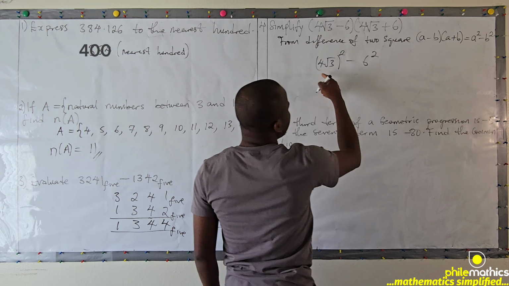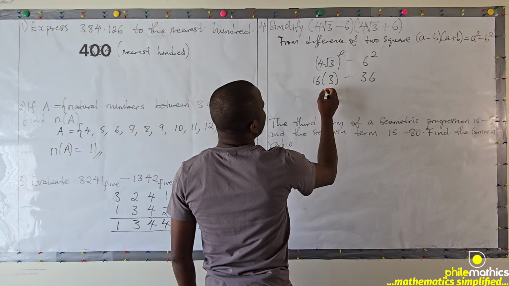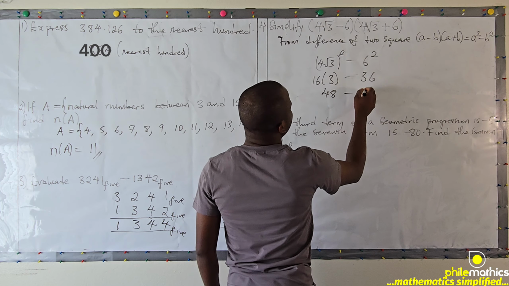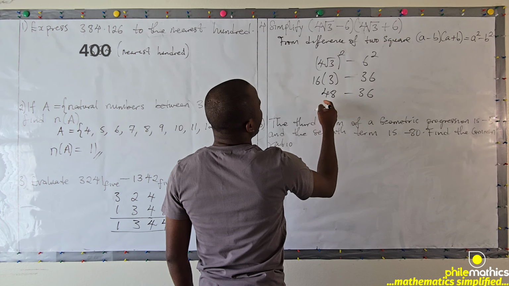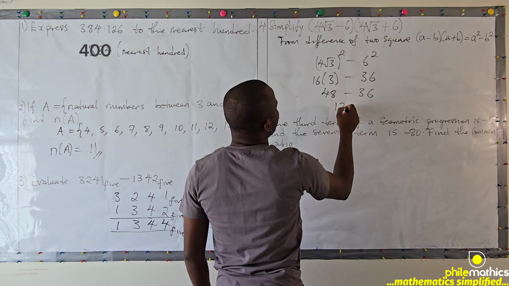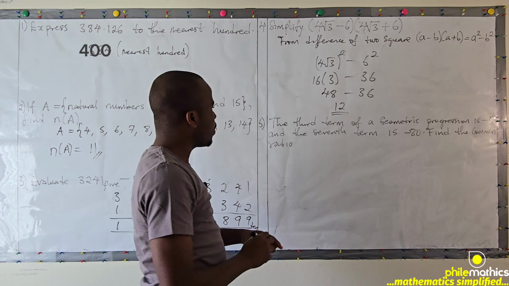(4 root 3) all square: how you do it is 4 square times root 3 square. 4 square is 16. Root 3 square, we cancel the root, is 3. Minus 6 square is 36. 16 times 3 is 48, minus 36. So 48 minus 36 is simply 12. So this is the answer.